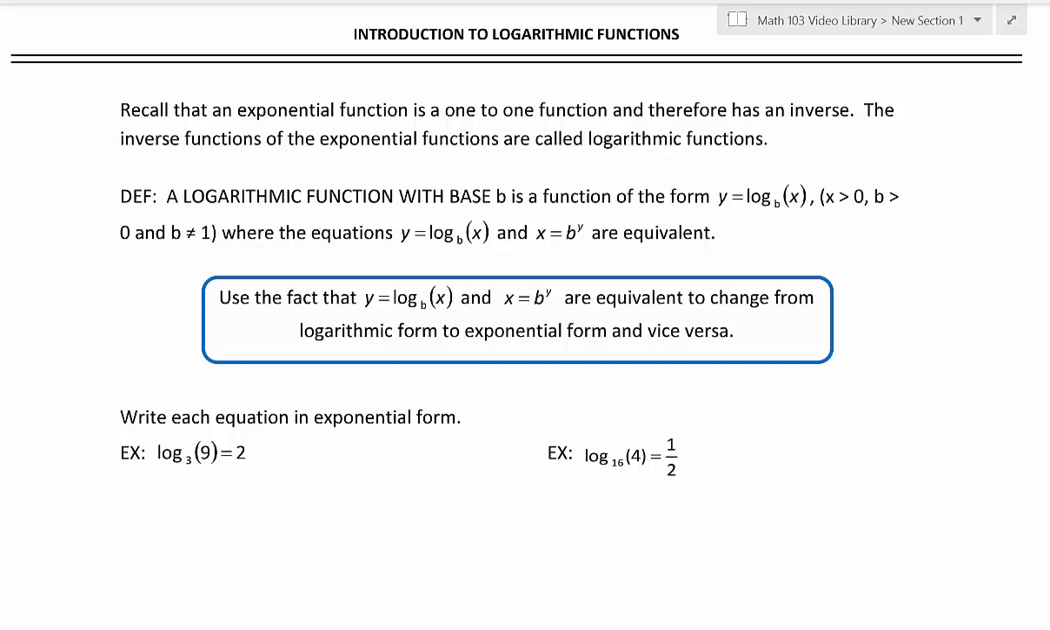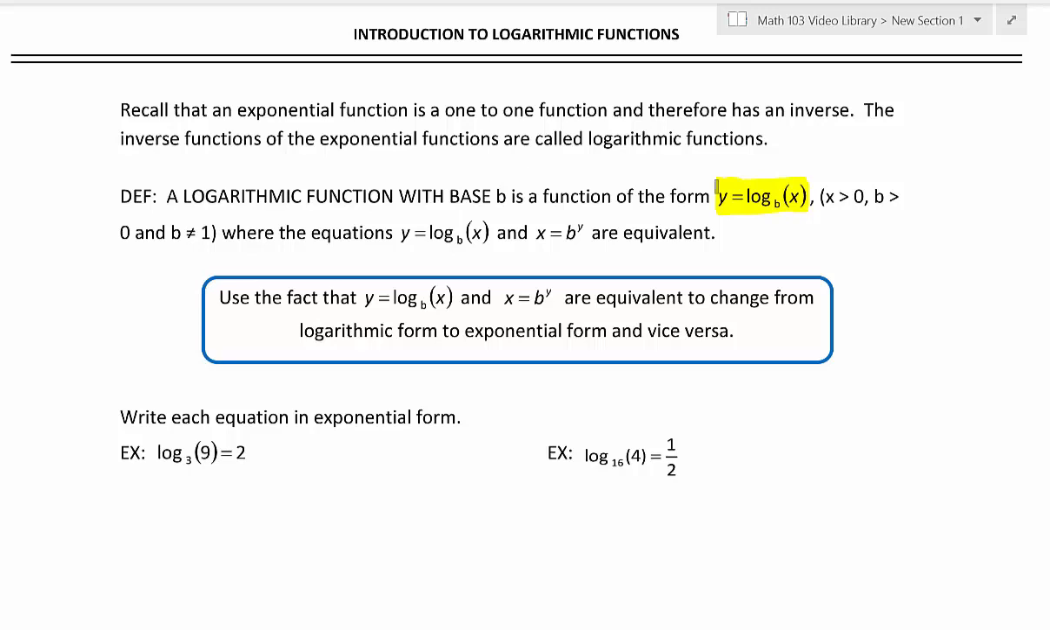So let's just start with the first part of the definition. This is what a logarithmic function looks like. Y equals log base b of x. There's going to be some number where the b is, so we might have log base 3 of x. Now, what's inside the parentheses, x, must be positive. You can only take the log of a positive number. The base number, the b, must also be a positive number, and it cannot be equal to 1.